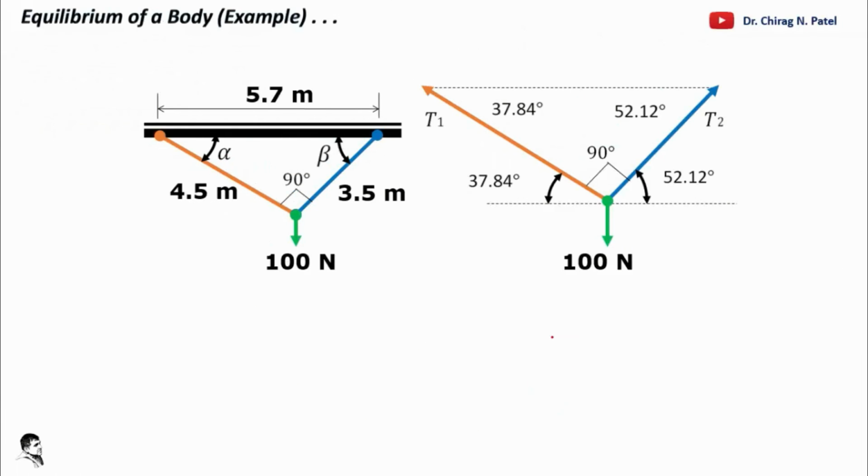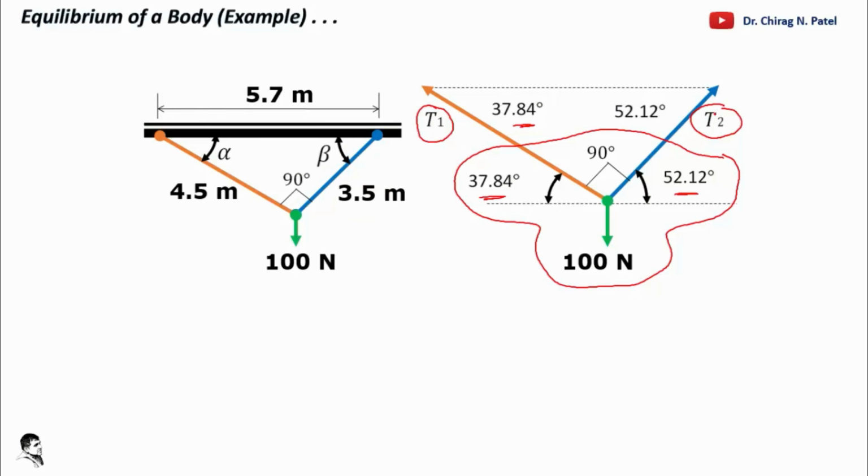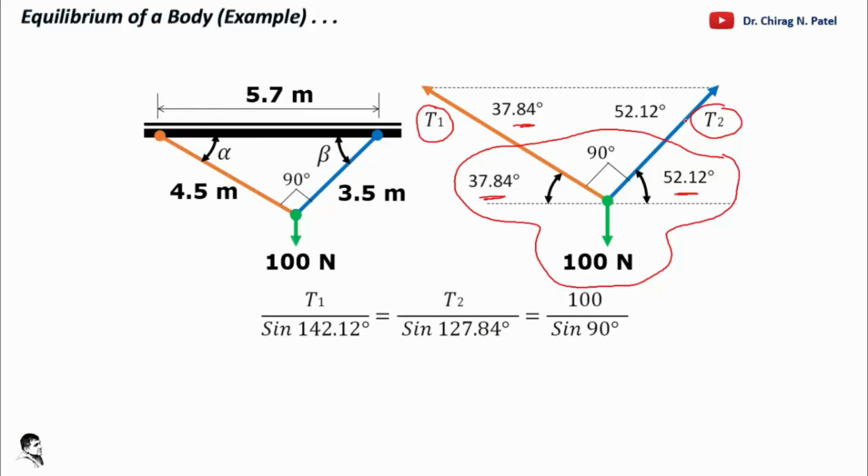Now the angle is available. Now resolve that angle in the required portion. So here this is the angle given, so by the rule of angles, this is also 37.84, and this is also 52.12. So this is our area of interest, where we need to apply Lami's theorem and find the values of T1 as well as T2. So now it is very easy, I think. Write this down in the form of Lami's theorem and apply one by one.